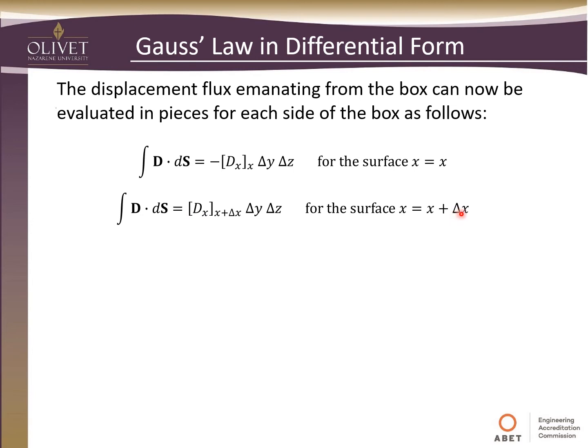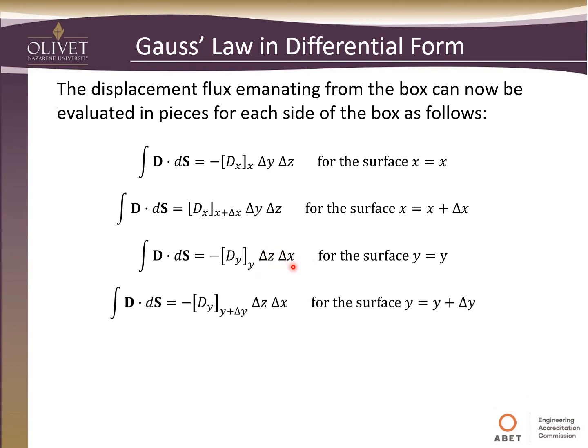Also in the x plus delta x direction, it'll be positive Dx evaluated at x plus delta x, again times that same surface area, because it's just the opposite side, so it'll be the same amount of area. In the y equals y direction, it'll be negative Dy because the surface vector is pointing in the opposite direction, evaluated at y, and this time it'll be delta z delta x. Likewise, the complementary side of that will be negative Dy at y plus delta y, again times this delta z delta x. That's the square that's sitting in that plane.